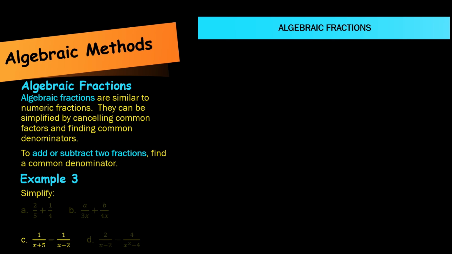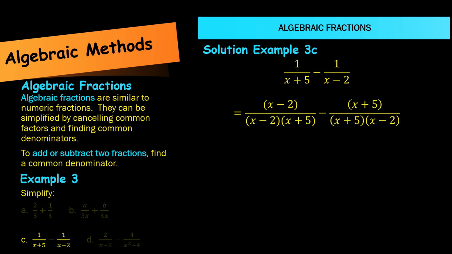And now for part C. This time, we're subtracting two fractions. However, we still need to find a common denominator. So let's solve this. We're going to multiply the first fraction in the numerator and the denominator by x minus 2. And the second fraction, we're going to multiply top and bottom by x plus 5. So we now have a common denominator, x minus 2 times x plus 5.